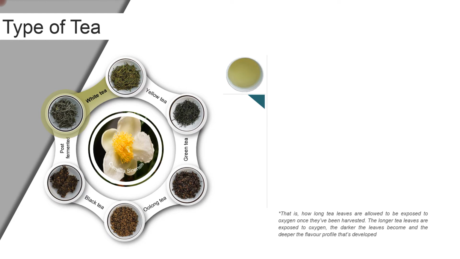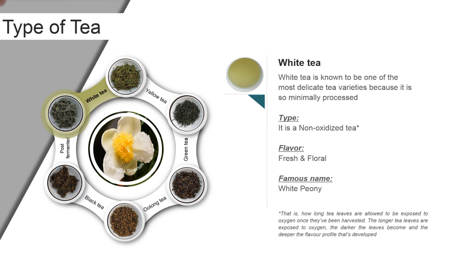We go to the first one, white tea. White tea is known to be one of the most delicate tea varieties because it is so minimally processed. This is one of the non-oxidized teas, and the flavor is fresh and floral. The famous name of this type of tea is White Peony.